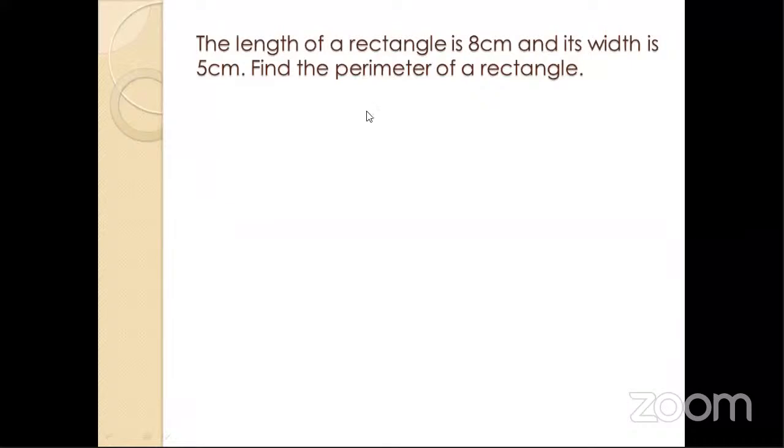Okay, so let's continue. Here, they are saying that the length of a rectangle is 8 centimeters and its width is 5 centimeters. Find the perimeter of a rectangle. So you need to know perimeter means the total distance round the figure. This word perimeter, it means the total distance round. So total means let's add the distance around.